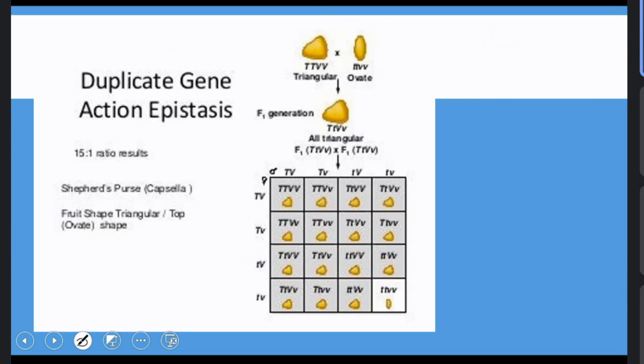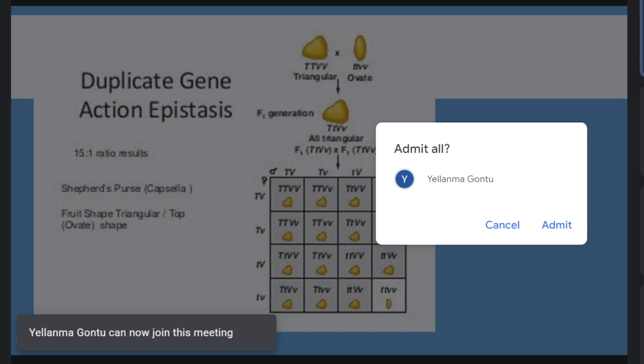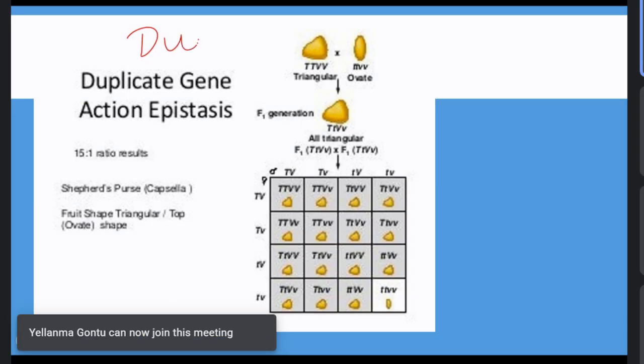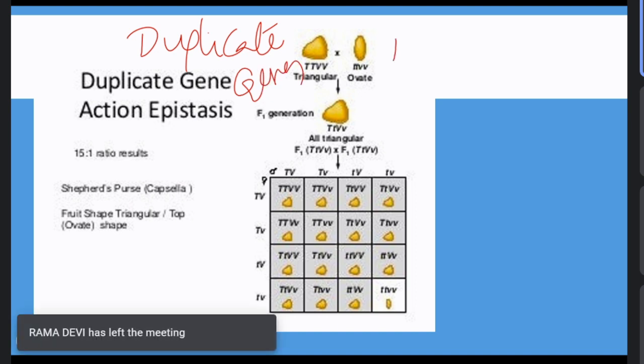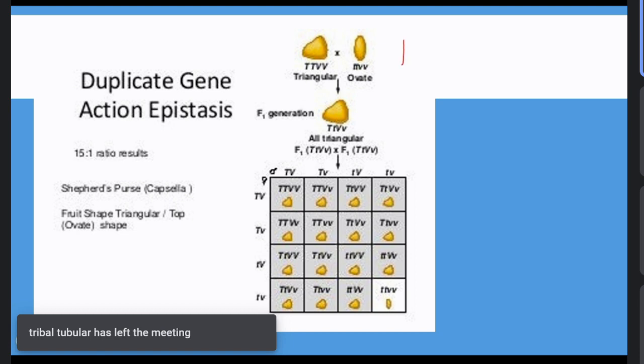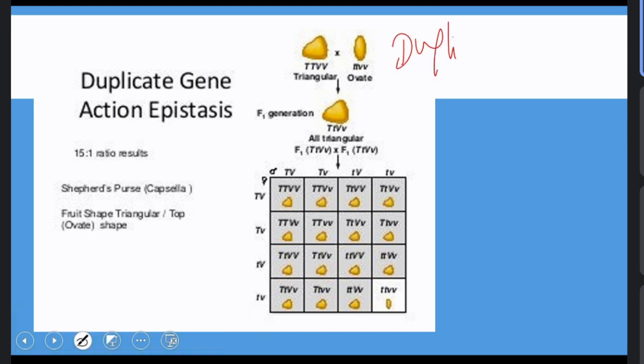And coming to the second one for today, duplicate genes, the ratio of which is 15:1. This you have to remember. This is also called duplicate dominant genes. These are also called duplicate dominant genes.